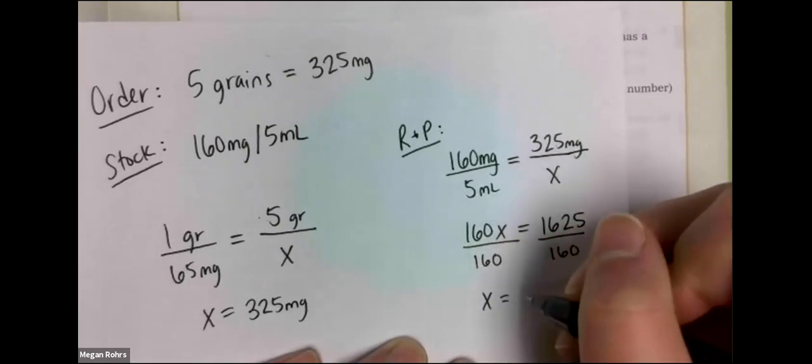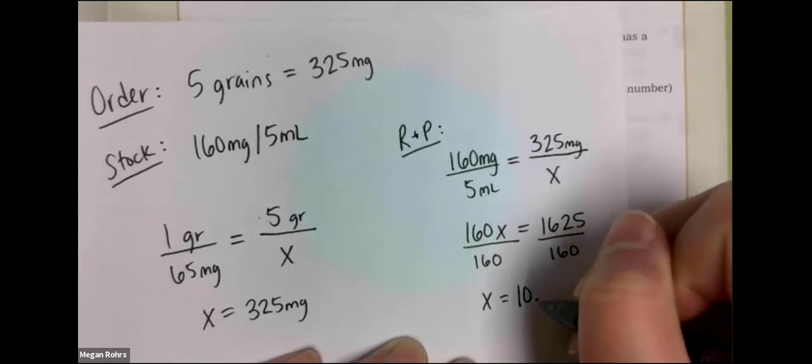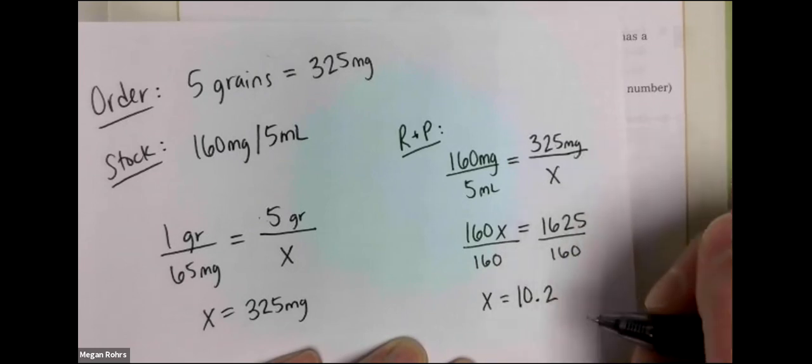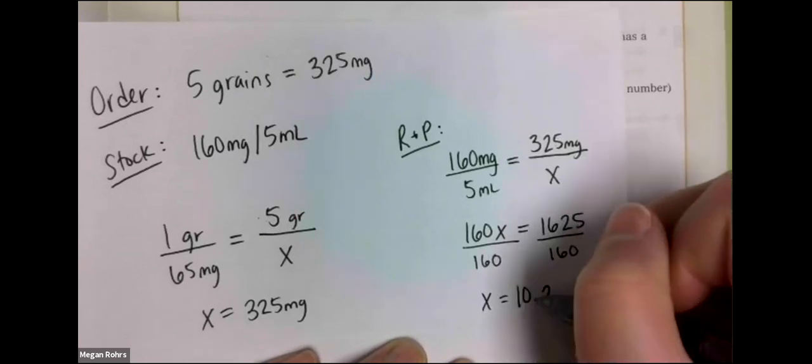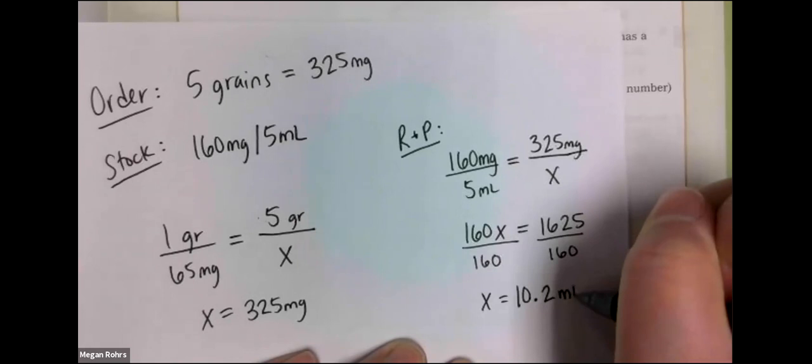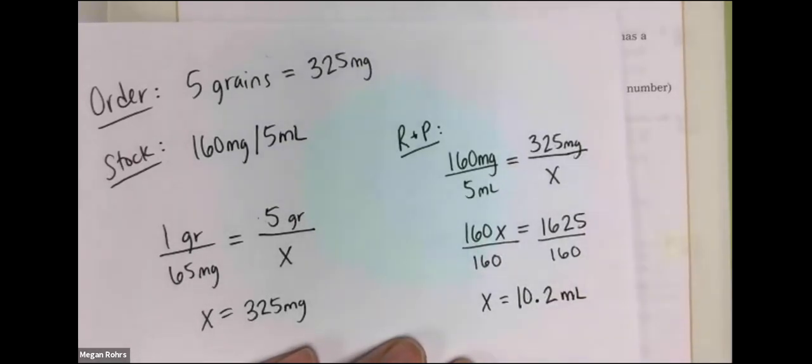And x equals 10.2, roughly. It is 10.156, so I just rounded to the nearest tenth, 10.2 milliliters here.